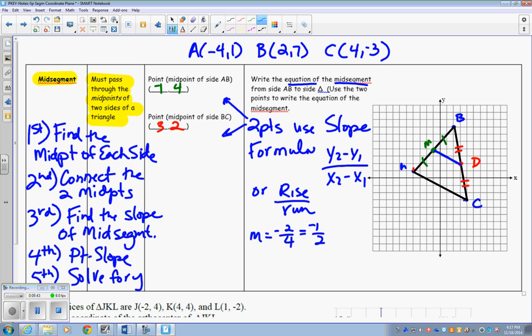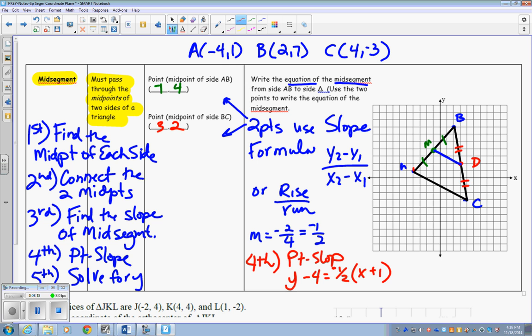And then, since I have my slope, I'm now going to get into the point-slope form. Here, the answers could vary depending on which point you use. You could use the point M for the midpoint of side AB, or you can use the point D for the midpoint of side BC. I'm going to use point M, so I'm going to use my point-slope form and do y minus 4 equals negative 1/2, parentheses, x plus 1.